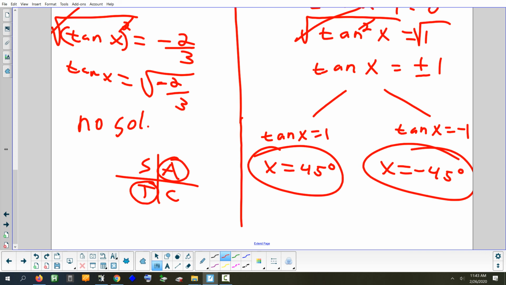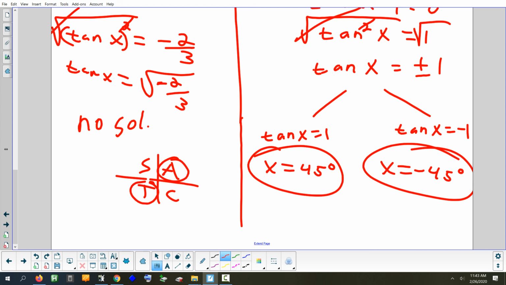And now, you don't have to worry about the second answer here for the same reason you didn't here. You can find it if you want. Like this one, we found it and it was 225. When you find this one, it's not going to be between negative 90 and 90, so you don't have to worry about it. If you actually went through and did it, the second answer would be in quadrant 2. That's 180 minus 45, that's 135. That's not what they want. They want negative 90 to 90.